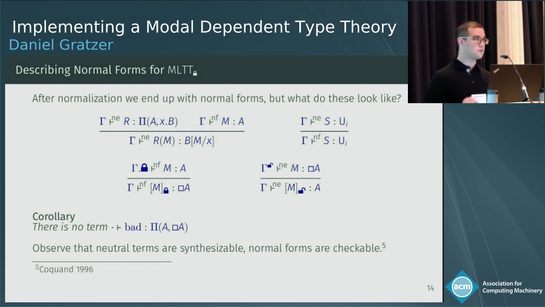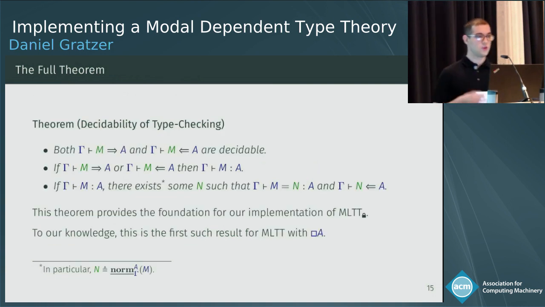And if it has a normal form, then it fits into this very restrictive grammar. And simple induction over that grammar tells us that no such term exists. Moreover, with these normal forms, we can show that type checking in the bidirectional calculus is sound and complete for type checking in the declarative calculus, which gives us the decidability of type checking that we wanted at the very beginning of all of this.